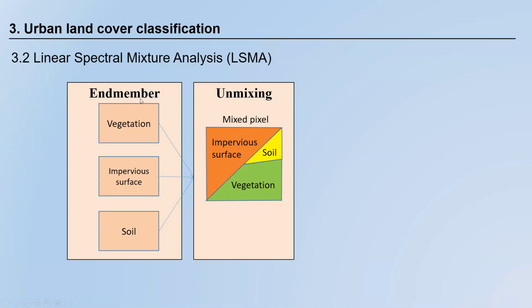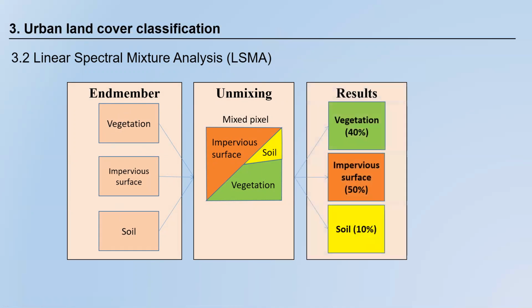Okay, it's another word for land cover type when we're using LSMA. Usually there could be more end members, but if we're following the VIS model, we have three end members: V, I, and S. We want to know the abundance of end members after the classification.